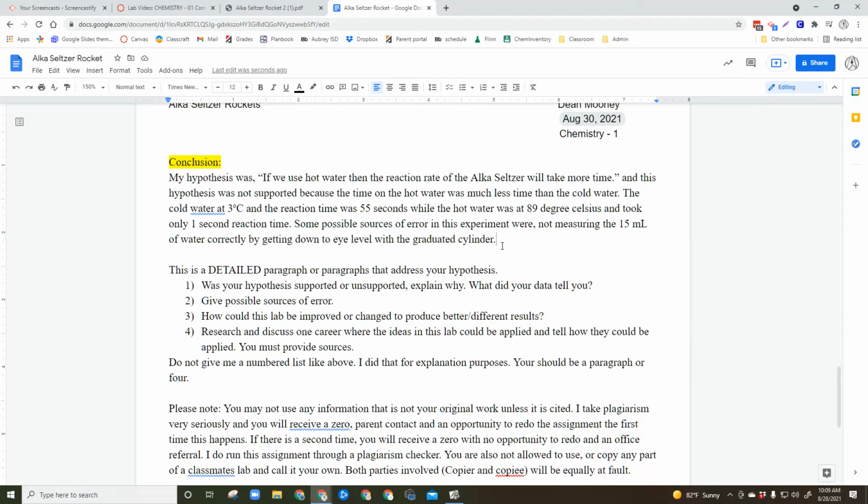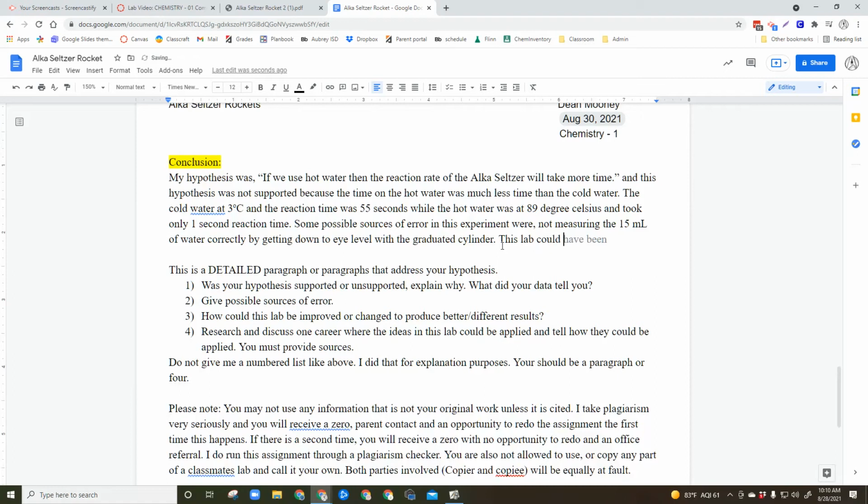All right. How can this lab be improved or changed to produce different or better results? Okay. And you can't say none. This lab was perfect. There's nothing that you could do to change this, because there's always something you can do to change the lab.